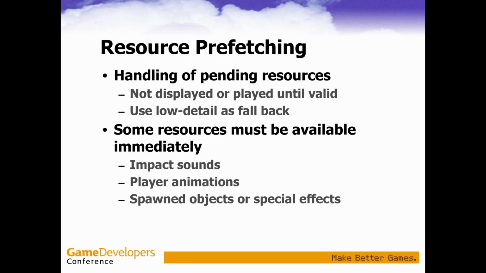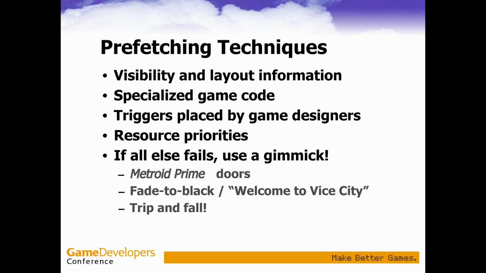Another big problem is spawn objects or special effects. If you have an explosion or something, the textures that are going to be used in that explosion need to be there. So prefetching or preloading those textures when a missile flies through the air, for example, or locking them in the cache is really the only solution for that. So there's many techniques for prefetching.